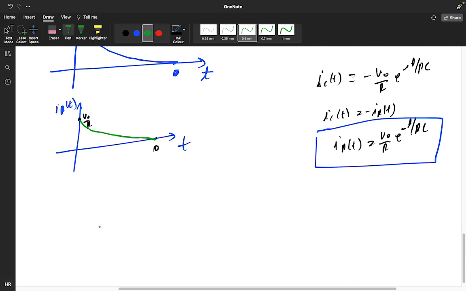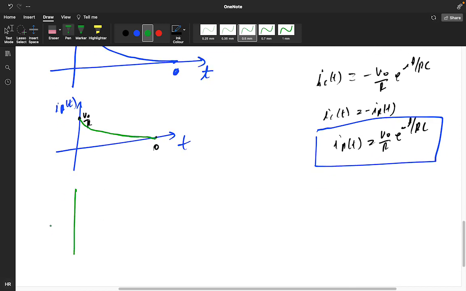And if anyone asks you, what about IC of t? So this is my IC of t, and the equation of IC of t is minus V naught by R e power minus t by RC. So at t equals 0, how much value are we getting?